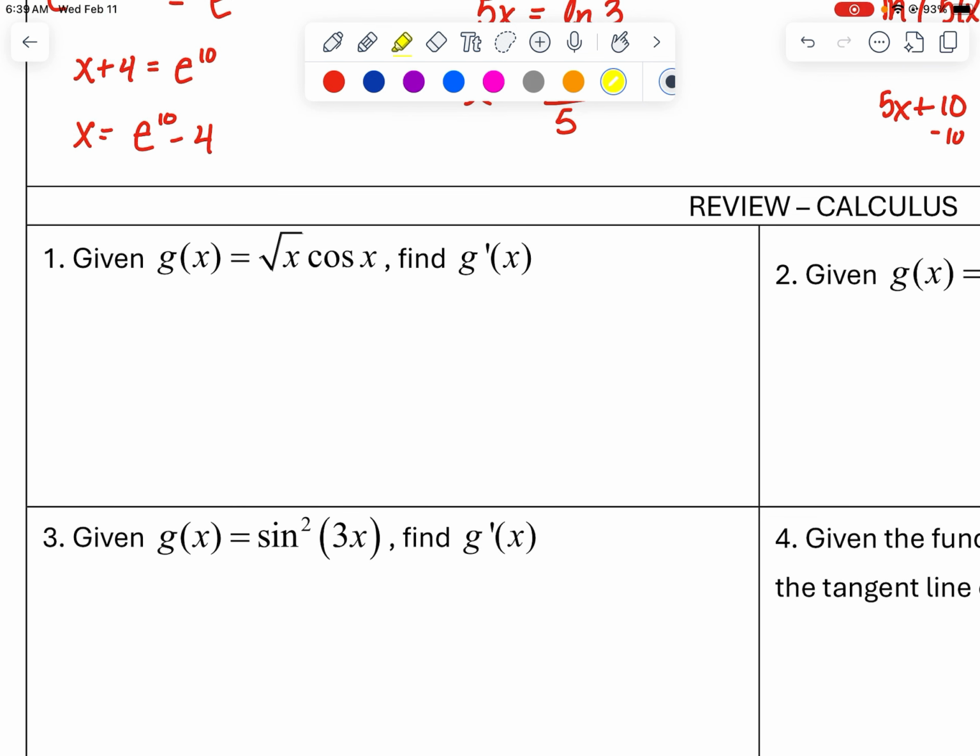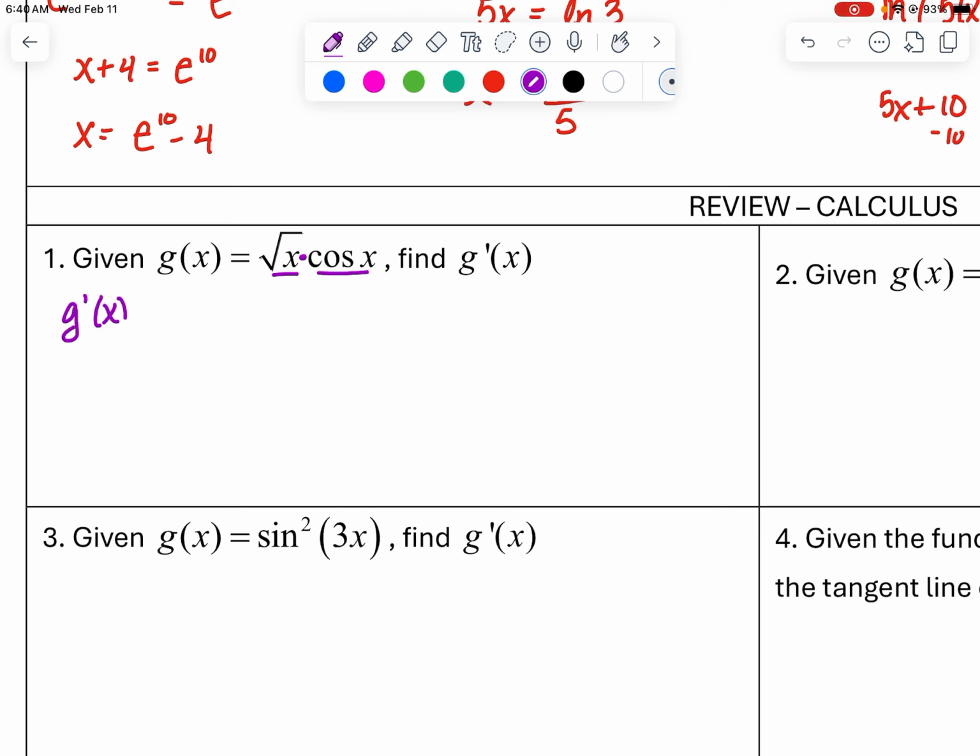Now we're going to review product rule, quotient rule, chain rule, and equation of a tangent line so that we can start applying those all together. So if we have g of x is the square root of x times cosine x, then we want to take the derivative. We need to recognize that we are multiplying these two things, and therefore we do the product rule.